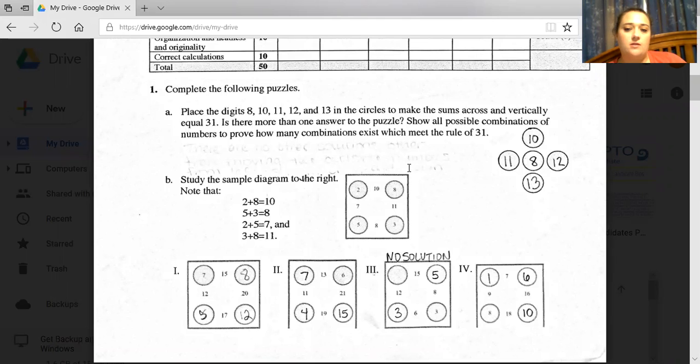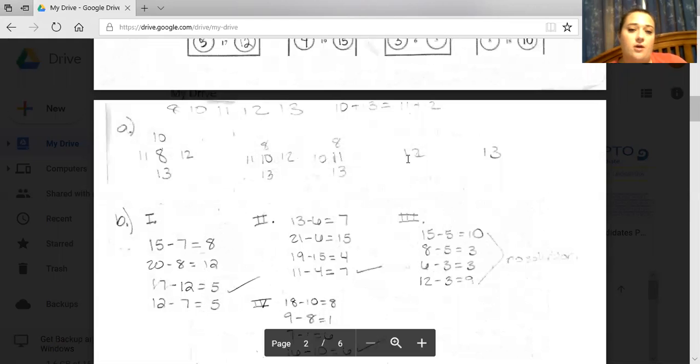To complete this, I first just came up with what 3 numbers add up to 31. And I took the smallest number and added 2 numbers with it. My work is shown on the back page.